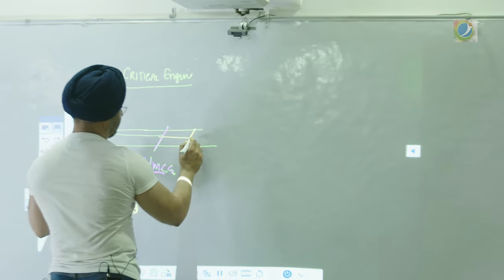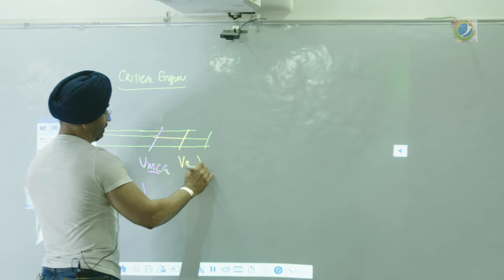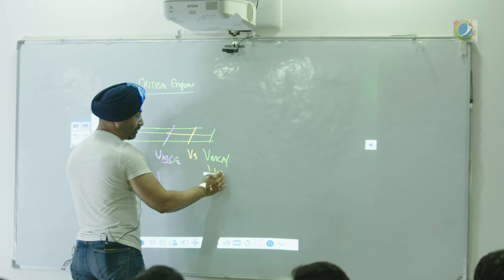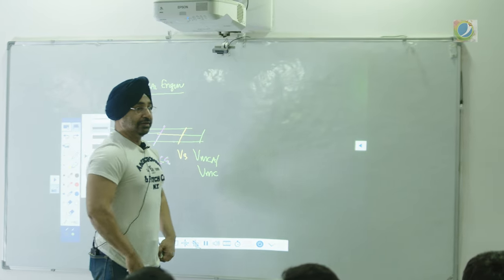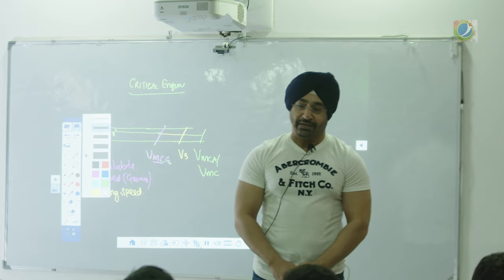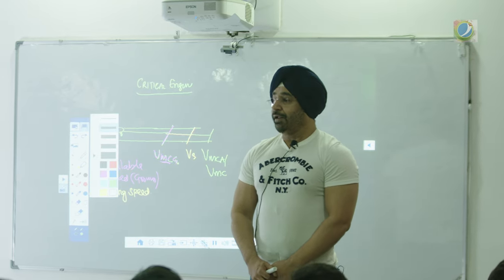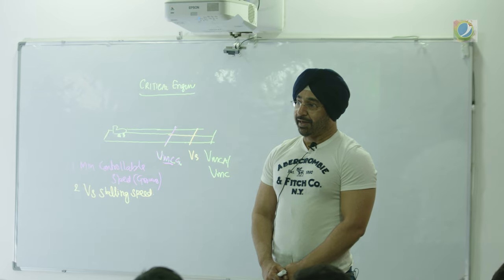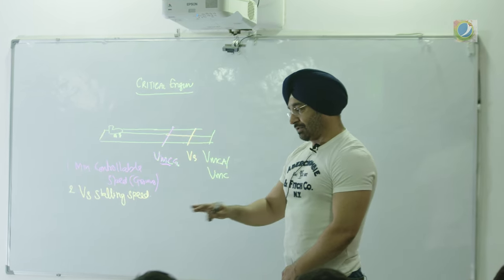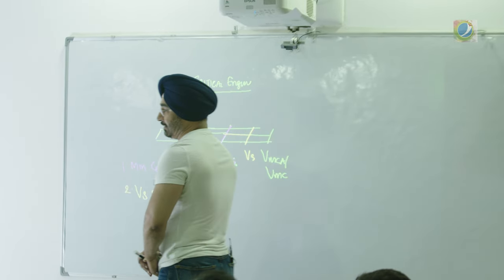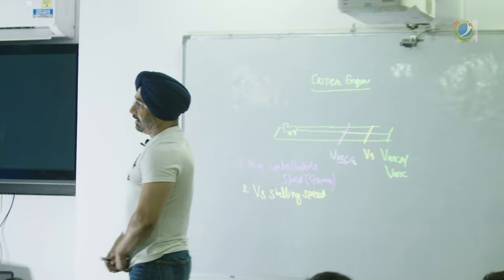Then we have a speed called VMC. Earlier it was called VMCA, now all the books refer to it as VMC. If G is not written, it means it is talking about minimum controllable speed in air. Nowadays it is standard to use either VMCG or VMC. C means controllable in air.